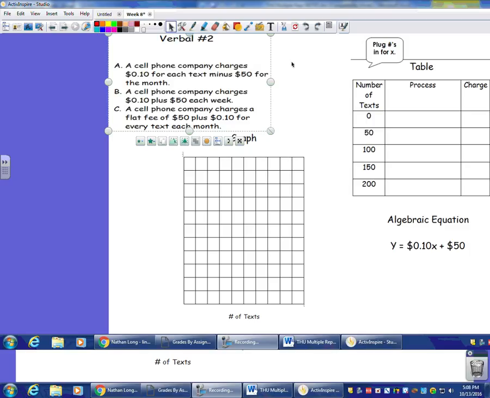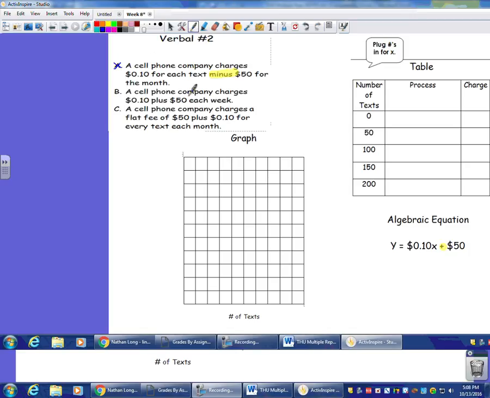In this problem, they are giving us the algebraic equation. So we are going to have to use this algebraic equation to try to solve for the verbal description. This one says a cell phone company charges 10 cents for each text minus $50 for the month. Well, we know that there's an addition sign here, and this word minus does not fit in, so we know that A is not the answer.